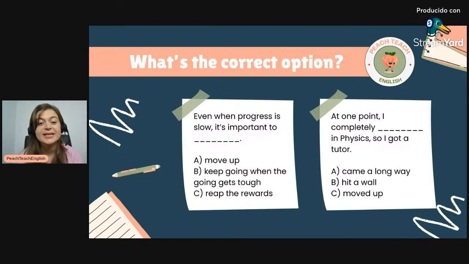All right, next one. At one point, I completely blank in physics, so I got a tutor. Okay? At one point, I completely blank in physics, so I got a tutor. All right, so tell me in the comments, guys, what's the correct answer?